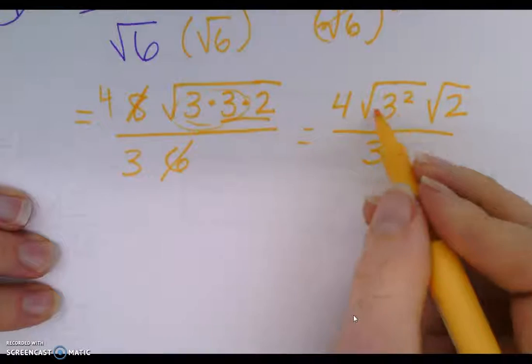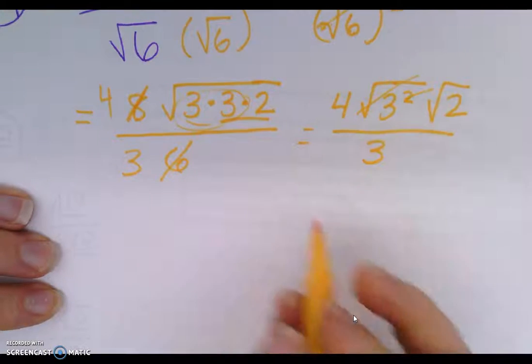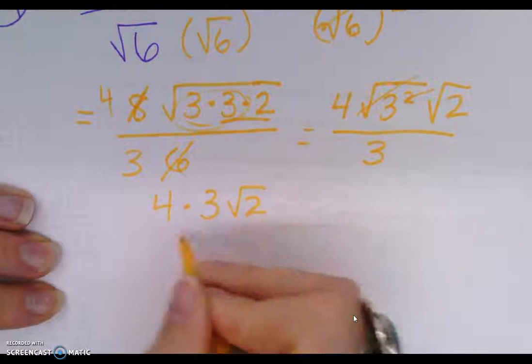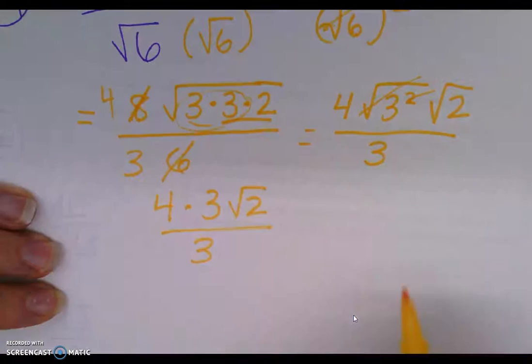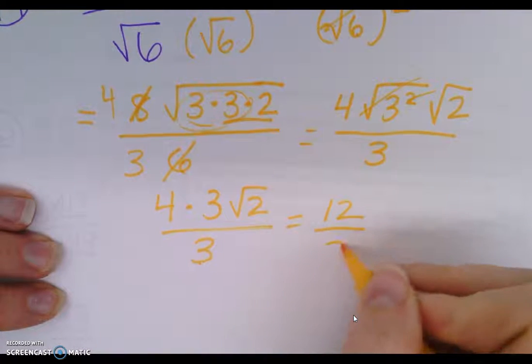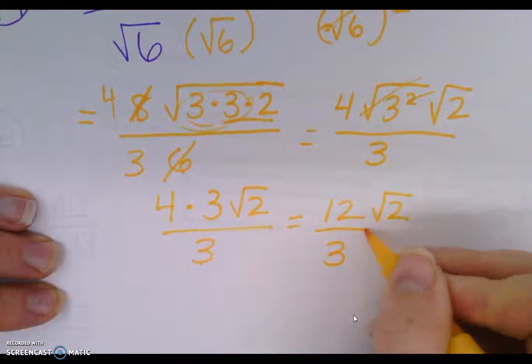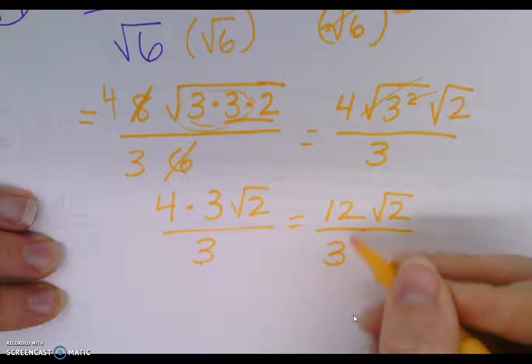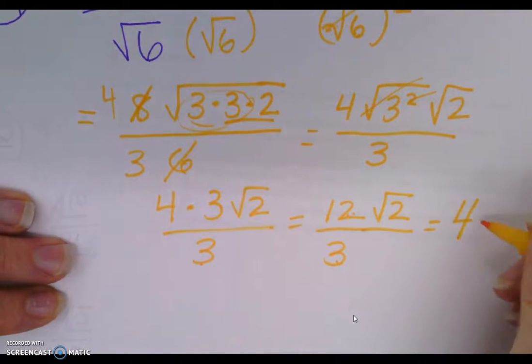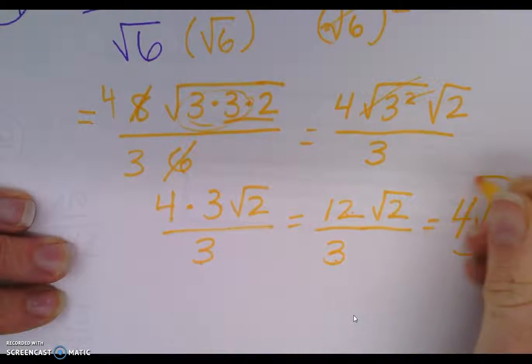Well, from here, I know that the square root of 3 squared is just 3. So I have 4 times 3 times radical 2 all over 3. Notice these cancel out. If you didn't notice it there, maybe you noticed that 12 over 3 square root 2, 3 goes into 12 4 times, so our final answer is 4 times the square root of 2.